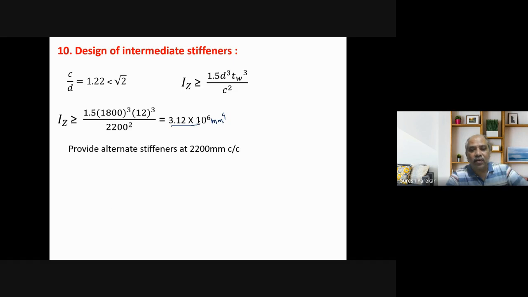Now in this we are going to provide these stiffeners. So if you will see, we have these vertical stiffeners. So second we have somewhere here, and this distance center to center we have provided alternately. So center to center between these stiffeners we are going to keep as 2200 millimeters. 2200 millimeters.